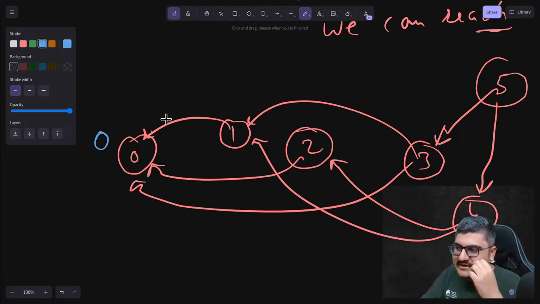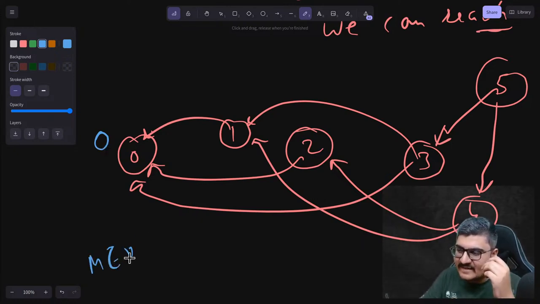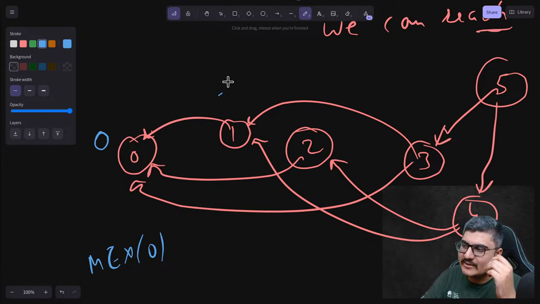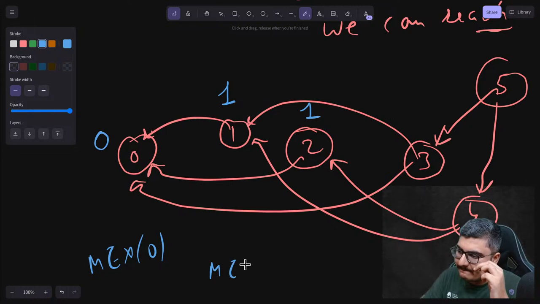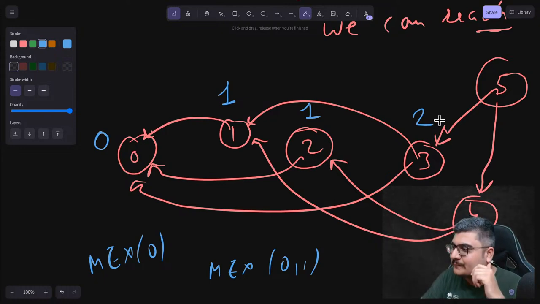For 1, the only next state we can reach is 0, and for the 0 the next state pile would be 0. So the mex of the set which only has 0 is 1. From 2 also the next state we can reach is only 0, and the mex of 0 would be 1. So this is how I am filling values here. For 3 I can go to 1, I can also go to 0. So the mex of 0, 1 would be 2. So for 3 the equivalent nim piles here are 2.